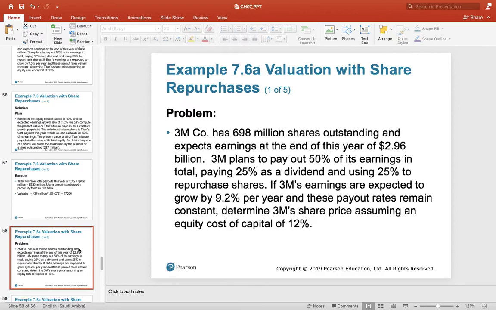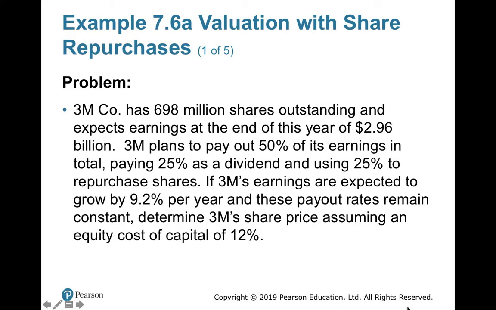Let us take another example here. 3M company has 698 million shares, same like we will do here. I just minimized the full screen because I did the full screen again. 3M company has 698 million shares outstanding and expects earning at the end of this year of 2.96 billion.